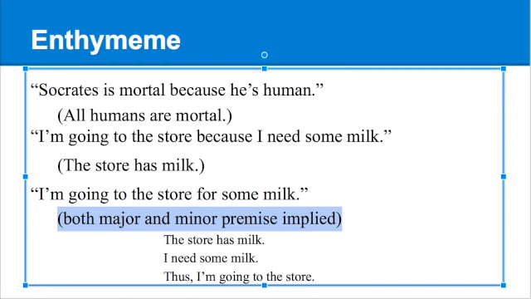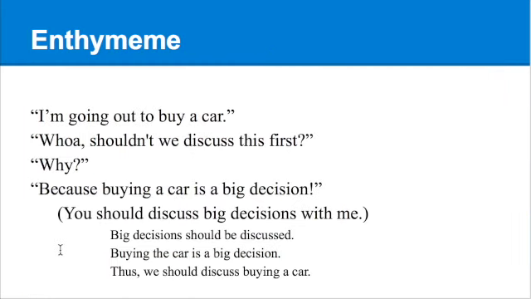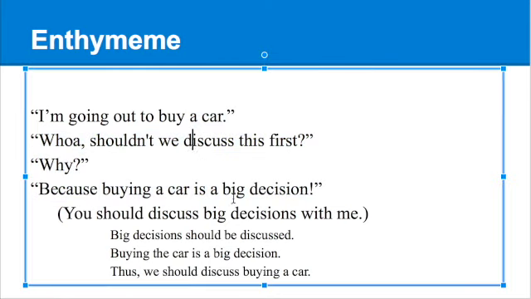Okay, let's look at another example of this. I'm going out to buy a car. This is imaginary, like, a couple, husband and wife perhaps. I'm going to buy a car. Whoa, shouldn't we discuss this first? Why? Because buying a car is a big decision. Okay, so this is a very brief conversation between two people.